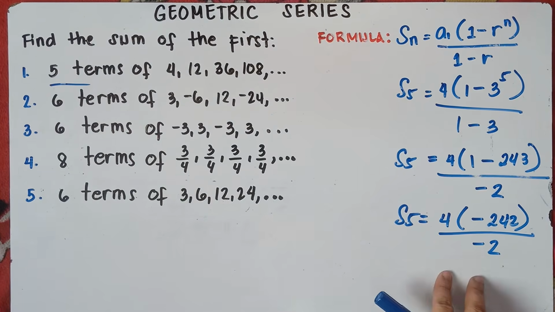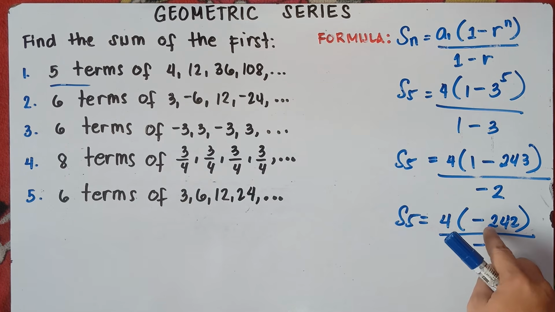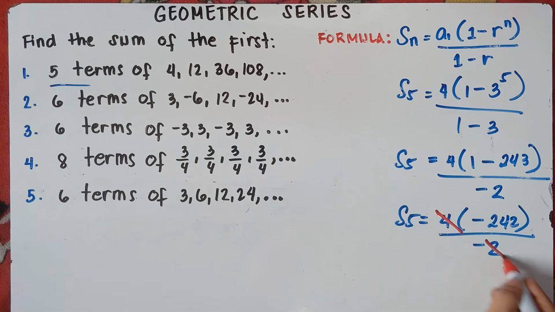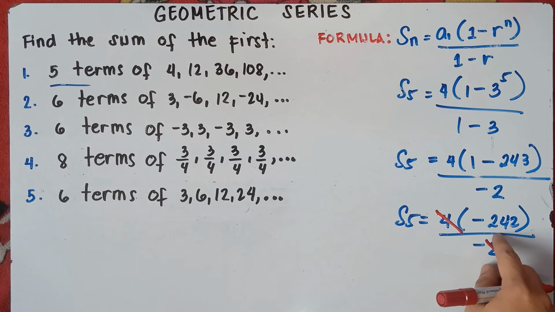So in this scenario, class, you have two solutions. Either you multiply 4 times negative 242 and then divide your answer by 2, or you can simplify the fraction first, since we can divide 4 by 2. In my case, if I will be answering this one, I will simplify it first. It depends on you, class.